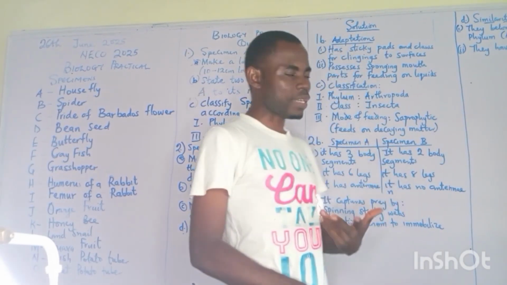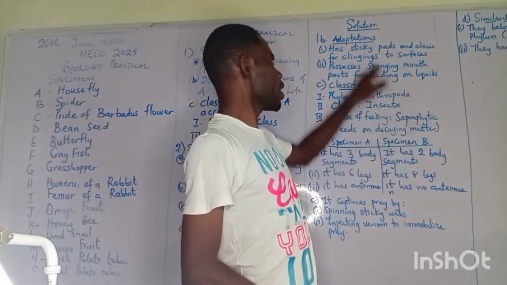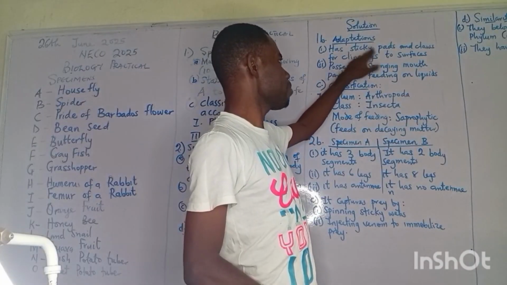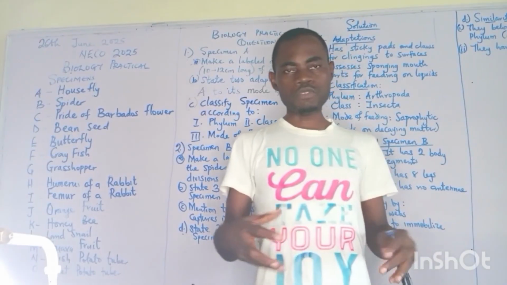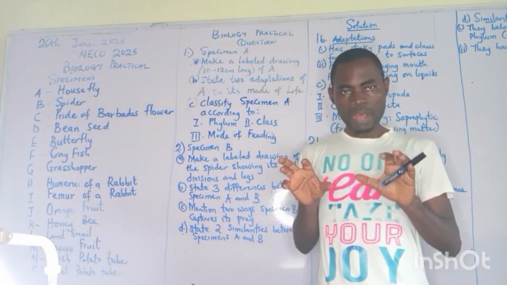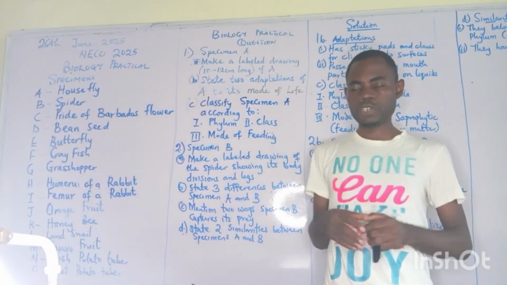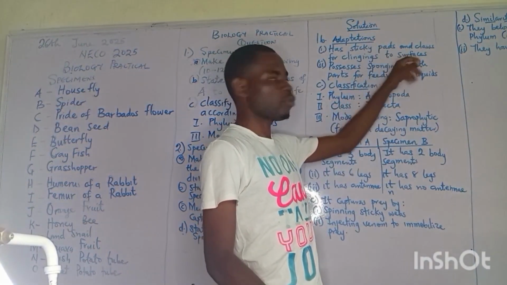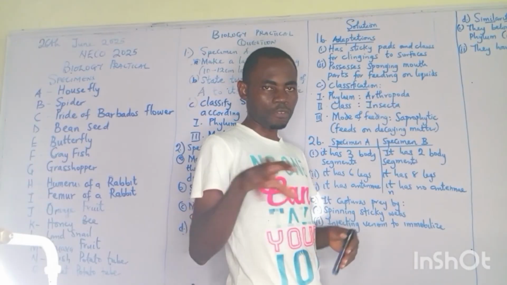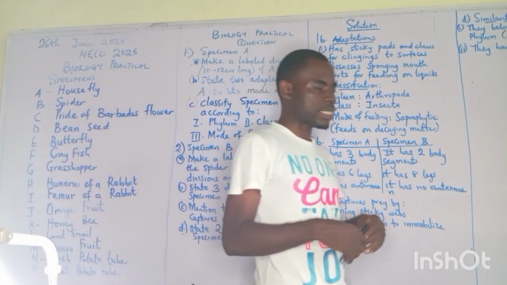You know housefly very well in our environment. So here I mentioned that it has sticky parts and claws. That's why, especially for those people that have wounds, you will see the way housefly will handle their wounds very well, because of these sticky parts and claws. They make it firm, and from there it picks up the nutrients it needs.